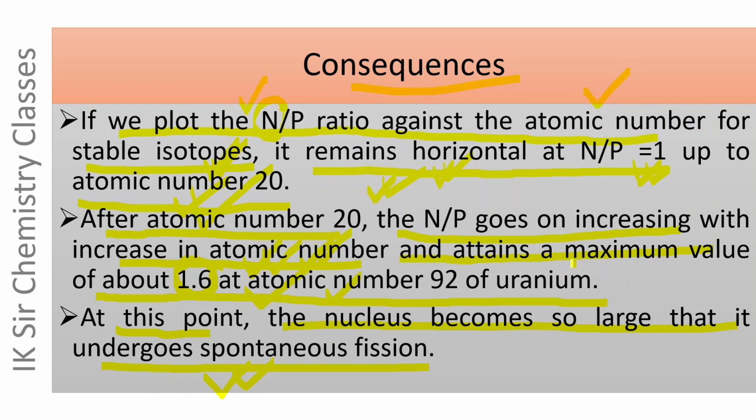But the nucleus of uranium is so large at N by P ratio equal to 1.6 that it undergoes spontaneous fission.